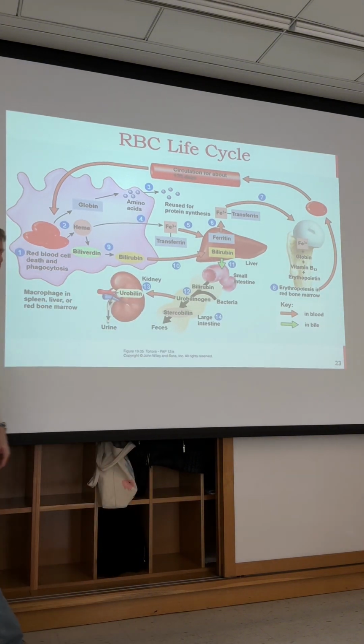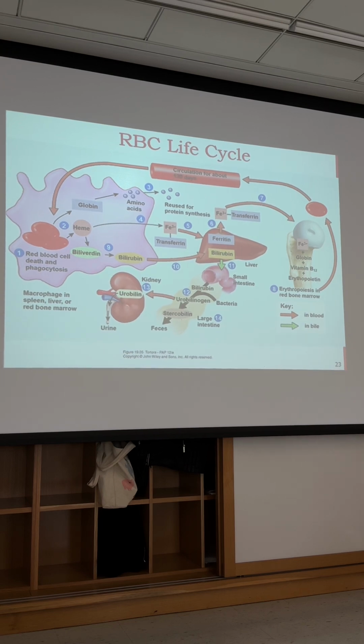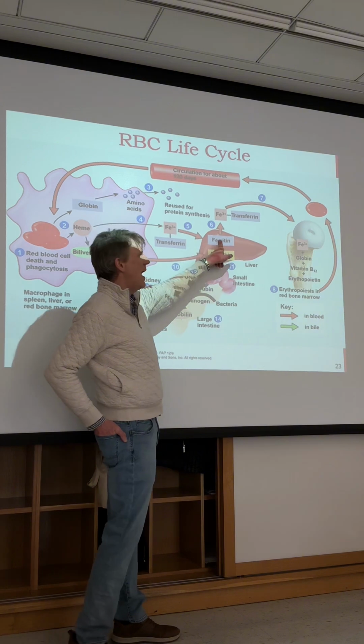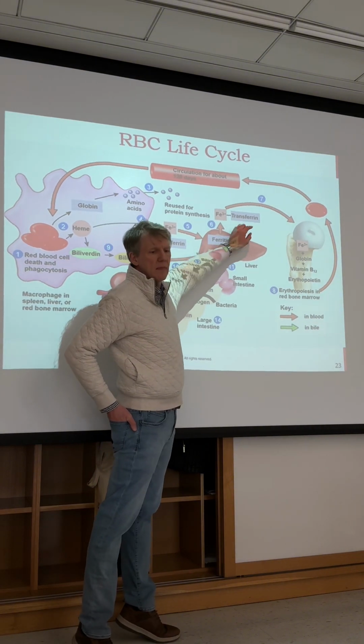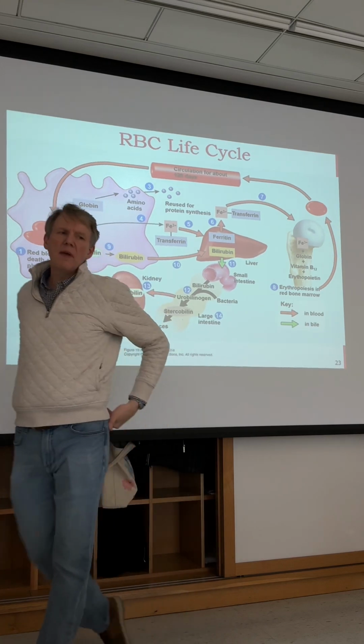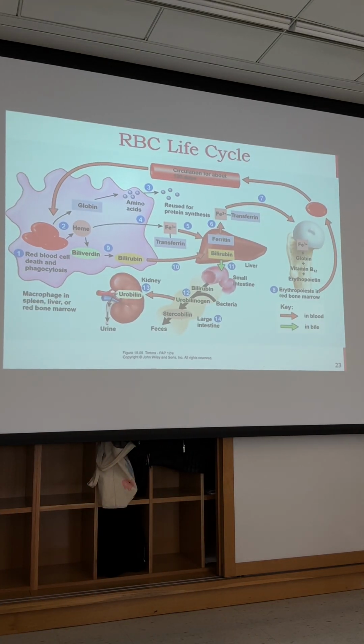So your liver does many things, but one thing it does is it is a warehouse for extra iron. And when you want to make more red blood cells, you can take some of the iron out of the liver. Again, you have to attach it to transferrin, and then you can send it to the red bone marrow where it can be used to make some new red blood cells. Okay? So that's what happens to the iron.